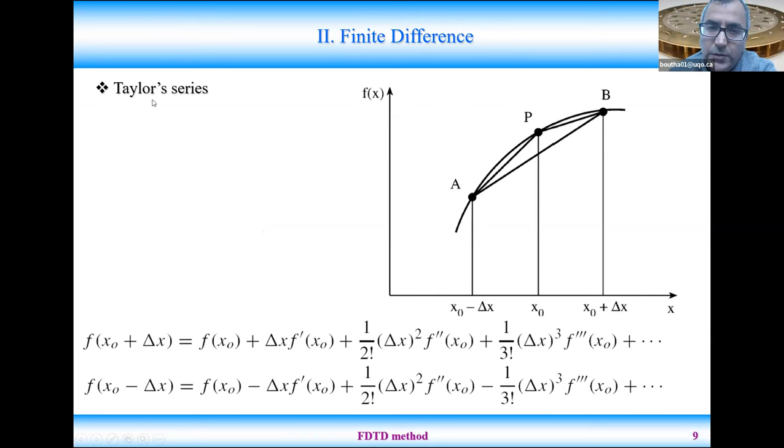And you can use a Taylor series to develop the value of f of x0 plus delta x. It will be f of x0, because delta x is small, plus delta x f prime of x0, so the first derivative of the function at x0, plus 1/2 delta x squared f double prime, the second derivative of the function at the point x0, etc. So that's the Taylor series of the function at the point x0 plus delta x. And we do the same at x0 minus delta x. So we have these two relations.